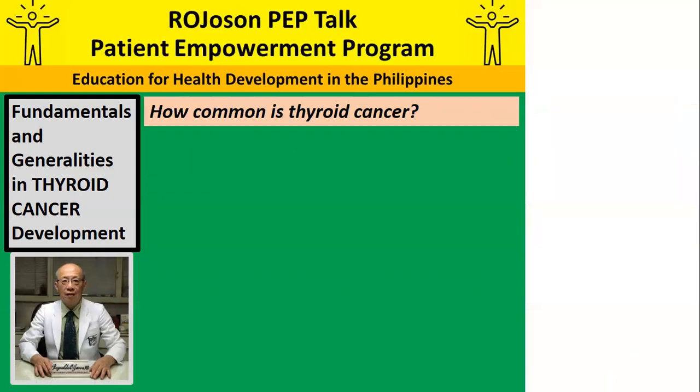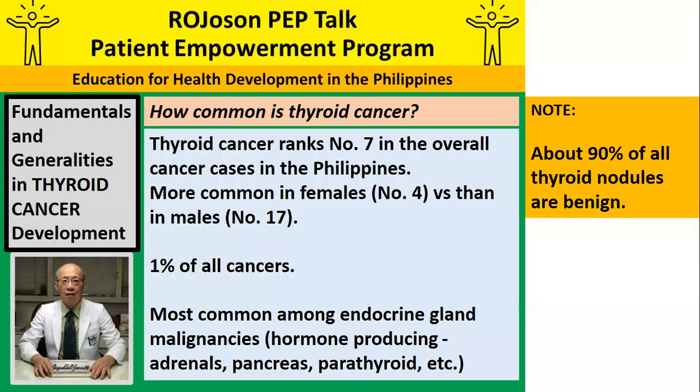How common is thyroid cancer? Thyroid cancer ranks number 7 in the overall cancer cases in the Philippines, more common in females than in males. It comprises 1% of all cancers. This is the most common among the endocrine gland malignancies. Endocrine gland means those producing hormones like the adrenals, pancreas, and parathyroid glands. About 90% of all thyroid nodules are benign or not cancer.